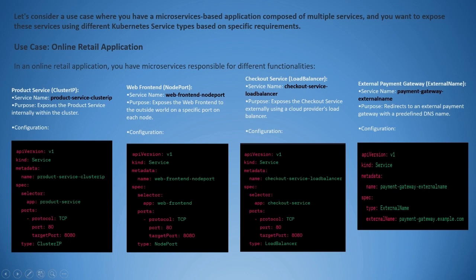The cluster IP service keeps internal communication between microservices. The node port service allows external access to the web frontend. The load balancer service enables external access to the checkout service with a cloud provider's load balancer. And the external name service redirects to an external payment gateway.